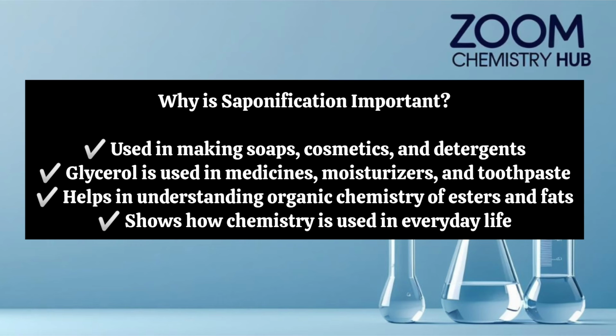Saponification is used in making soap, cosmetics, and detergents. And in this process, the byproduct, that is glycerol, is also formed. It is used in medicine, moisturizers and toothpaste. This process helps in understanding the organic chemistry of esters and fats. It shows how chemistry is used in everyday life.